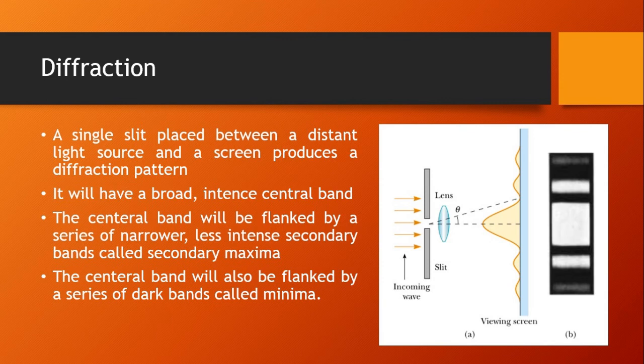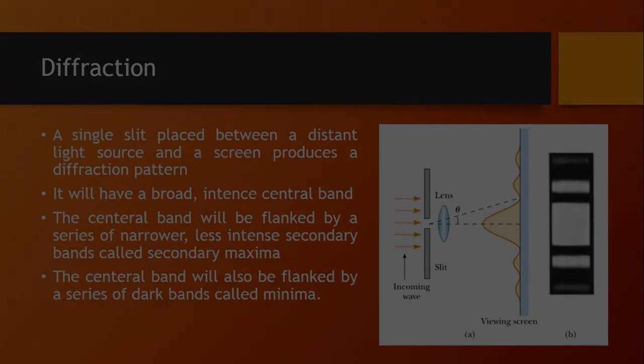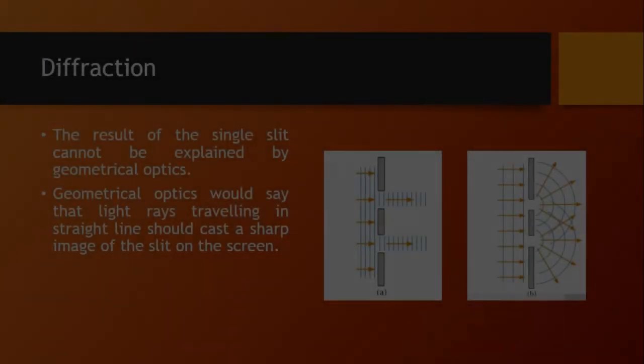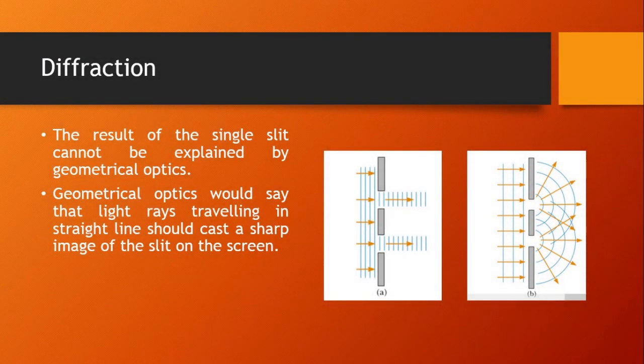A single slit placed between a distant light source and a screen produces a diffraction pattern. It will have a broad, intense central band. The central band will be flanked by a series of narrower, less intense secondary bands called secondary maxima. The central band will also be flanked by a series of dark bands called minima. The result of the single slit cannot be explained by geometrical optics. Geometrical optics would say that a light ray traveling in a straight line would cast a sharp image of the slit on the screen.